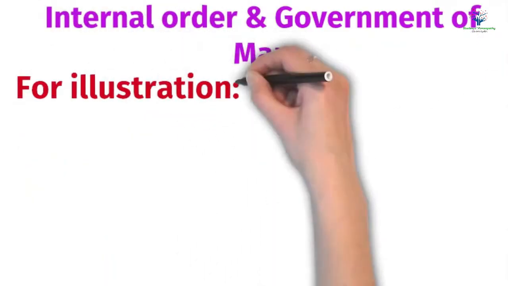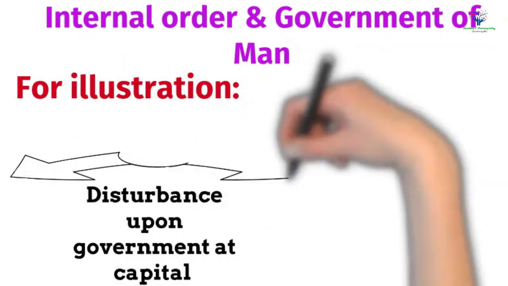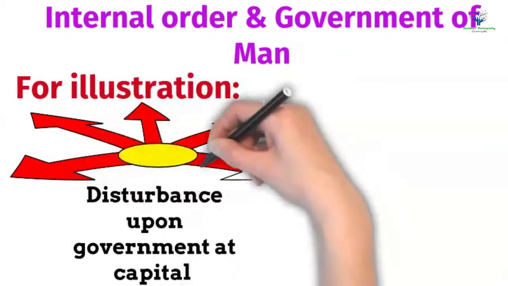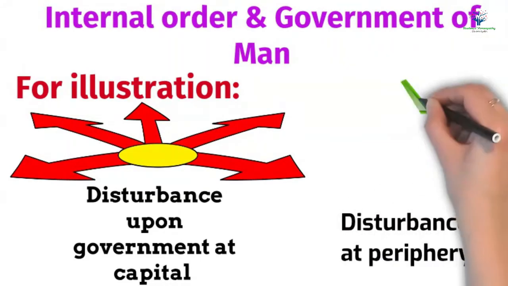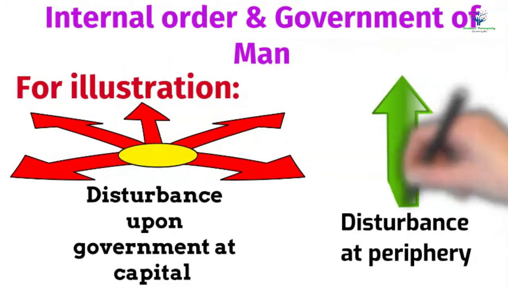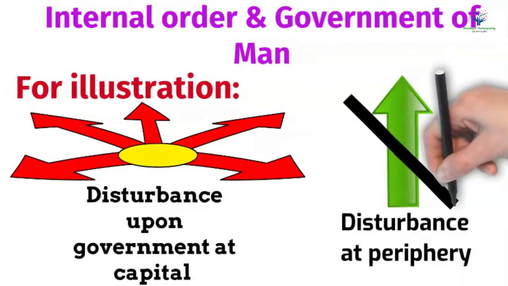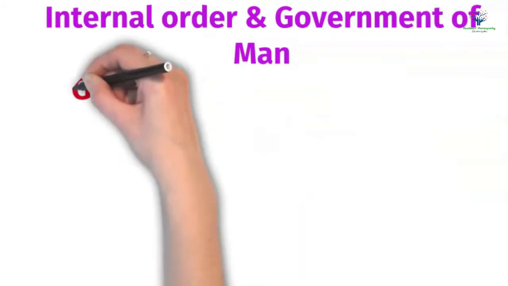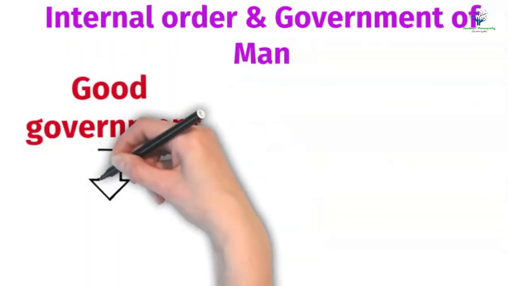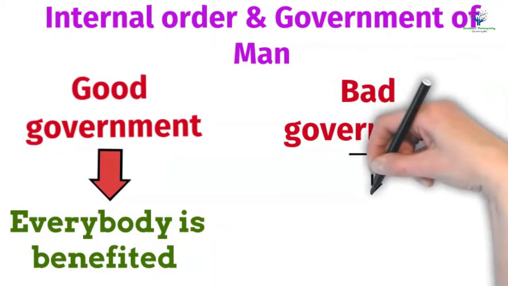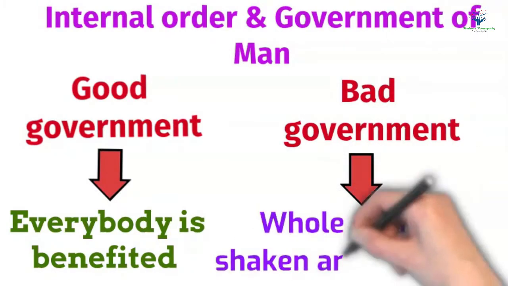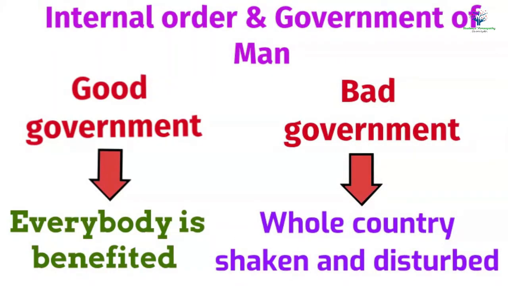For illustration, any great disturbance upon the government at the capital will be felt to the circumference of the nation like lightning. But if one of the courts at the periphery is disturbed, it does not disturb the country or the constitutional government. If the government is good, everybody is benefited from it, and if it is evil, the whole country becomes shaken and disturbed.